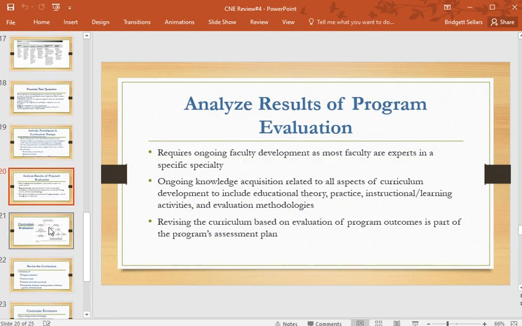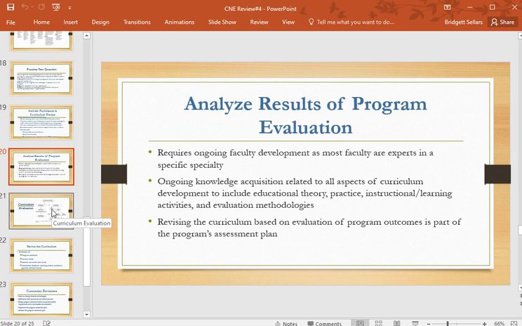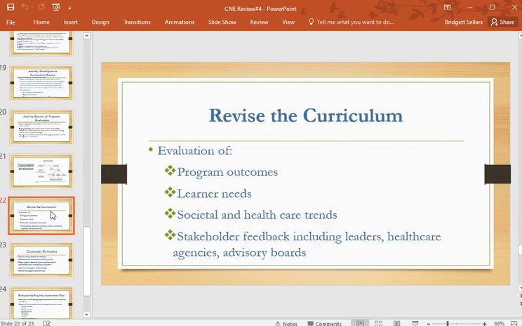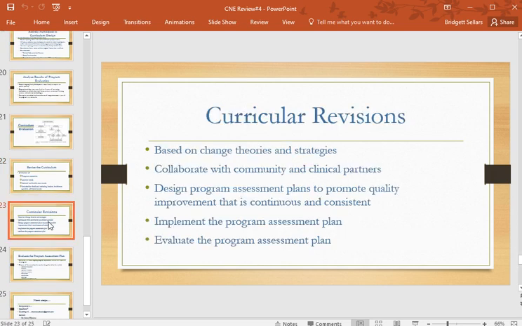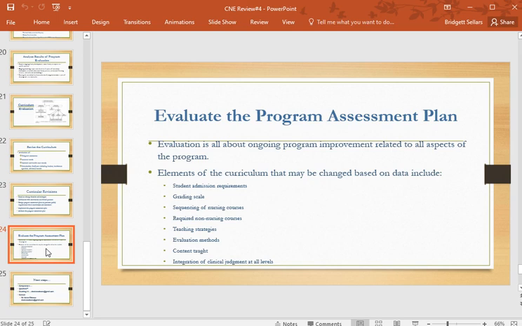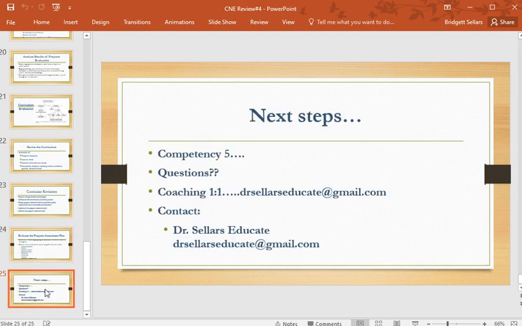As we look at our program evaluations, we want to review those. We want to make changes that are continuous to improve the overall quality of the nursing program. There should be curricular revisions along the way based on our program assessment plan, as well as collaboration with our clinical partners and any other data that we gather along the way to help guide and improve our program.